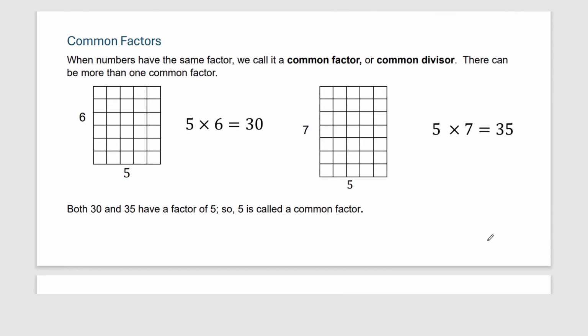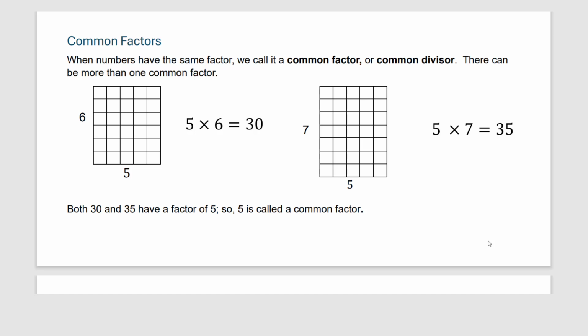Okay. So now let's talk about common factors. Remember, factors are numbers that multiply together to give you a particular product. They also are divisors. If 5 times 6 equals 30, that means that 30 divided by 5 is 6. It goes in evenly. 5 goes in evenly to 30, so that means that 5 and 6 are both divisors as well.